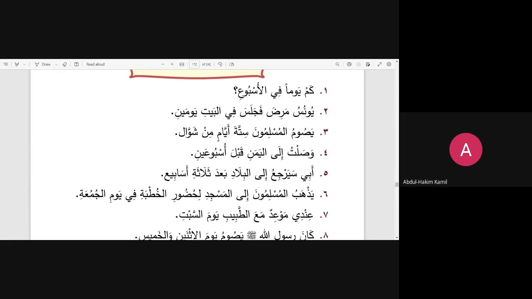وصلت إلى اليمن قبل أسبوعين. This is what's one? One is "أسبوع." "أسبوعين" meaning two. Yeah. And they got the next one: أبي سيرجع إلى البلاد بعد ثلاثة أسابيع.